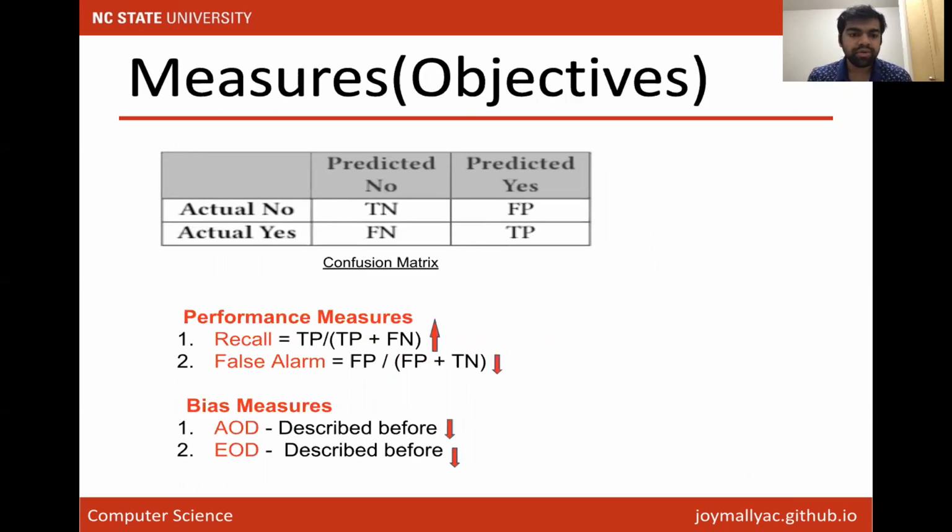Now, what are the goals of this multi-objective optimization? There are mainly 4 goals we used. 2 are for performance, recall and false alarm, and 2 are for fairness, AOD and EOD. Recall is TP divided by TP plus FN. False alarm is FP divided by FP plus TN. Recall is higher the better. False alarm, AOD and EOD are lower the better. Previously, we have already described what AOD and EOD are. If you want to know more, please read our paper. So these are the 4 objectives we are using.